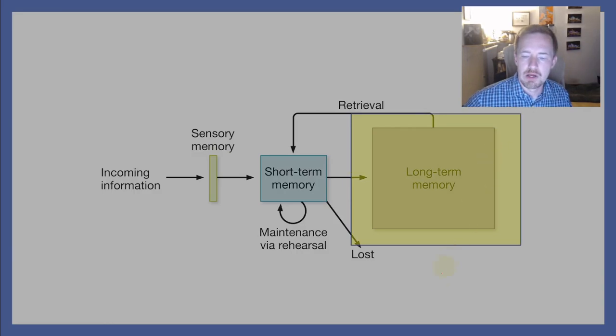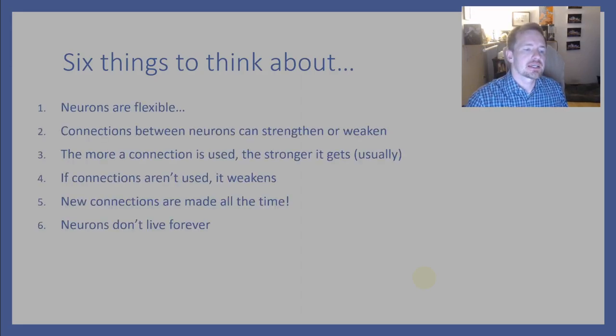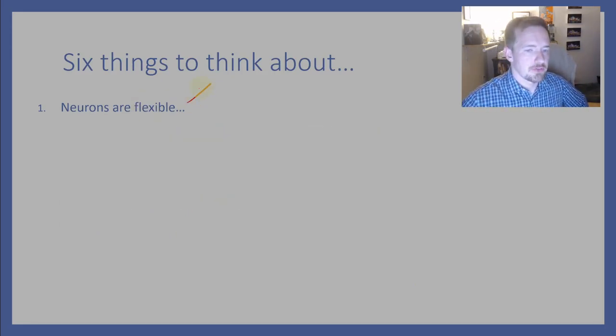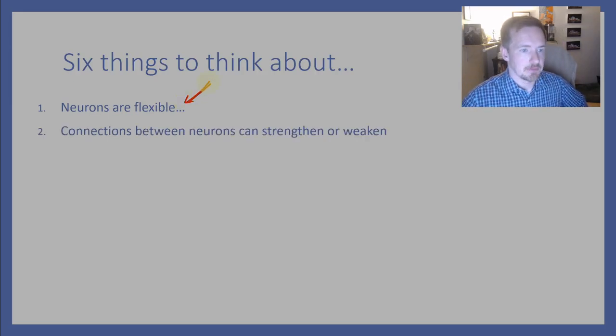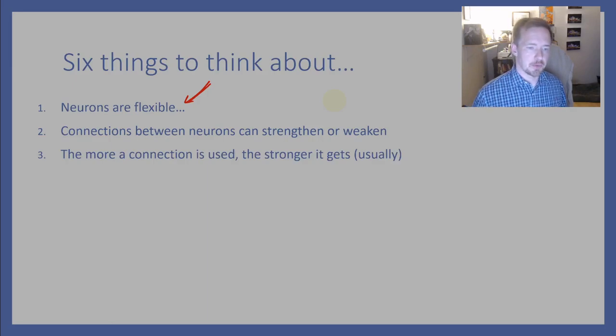So now we are talking about long-term memory. It might feel like we cut this discussion short, because in the next chapter we're going to talk a lot about long-term memory. The six things that I want you to think about for long-term memory: first, neurons are flexible. Neurons can change over time and they can adapt. Keep that in mind. The next is that connections between neurons can strengthen or weaken. So not only are neurons plastic and can change their own structure, but they can also change the connections between neurons to either make those connections more reliable or weaken them so they're less reliable.